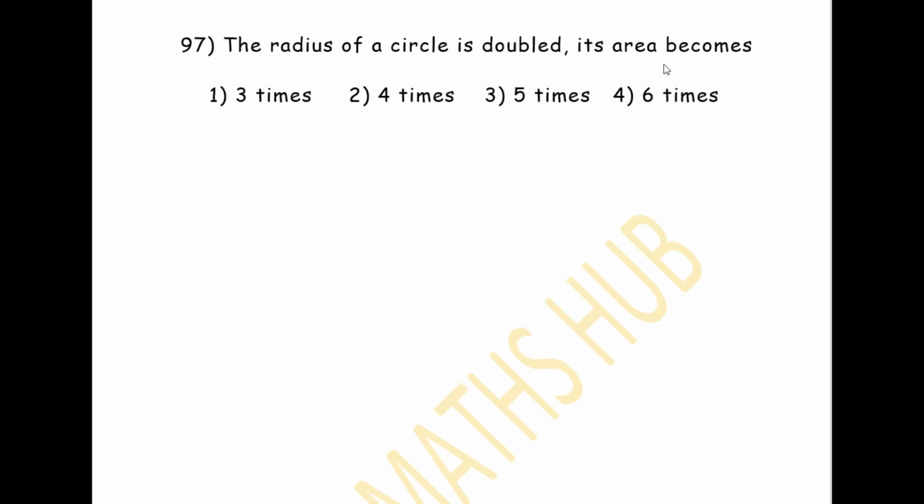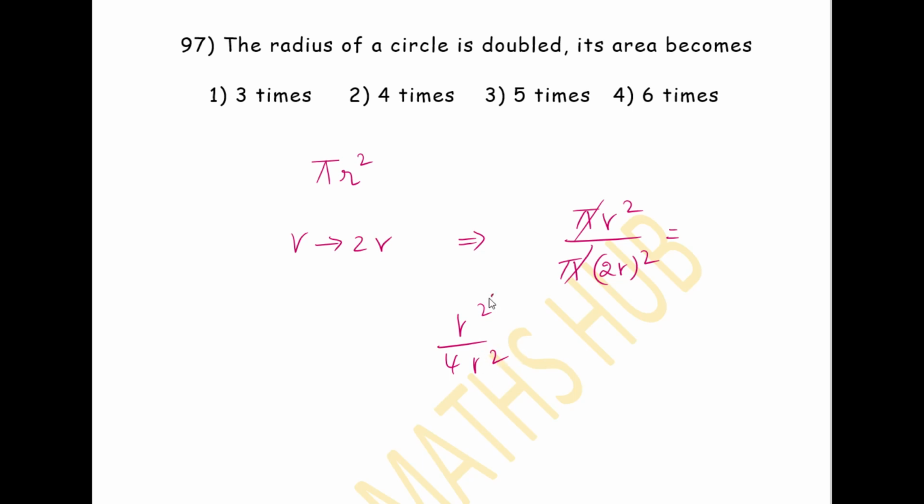Now moving to question number 97. The radius of a circle is doubled, then its area becomes. What is the area of circle formula? That is pi r square. Now radius is doubled, r becomes 2r. Therefore, pi r square divided by pi into 2r square. Now pi and pi will cancel out. We get r square divided by 2 square, which is 4 r square, r square will cancel out. We get 1 by 4. The ratio is 1 by 4. Therefore, the area becomes 4 times the initial area.